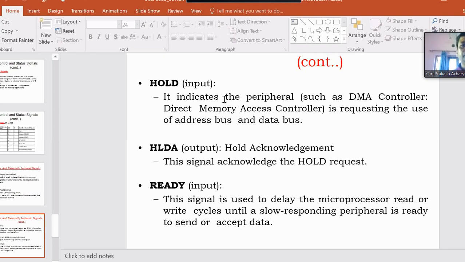Agree? But there is a controller that is called your DMA controller. It will help with that. How will it do? If a DMA controller is connected, the IO devices will be connected to the DMA controller. Then the DMA controller will send a request to the microprocessor through the hold pin. Hold pin का मतलब, you just hold your operation. Please give me the system bus. System bus means address bus, data bus, and control bus, so that I can directly transfer some data from this IO device to the memory with quick success.